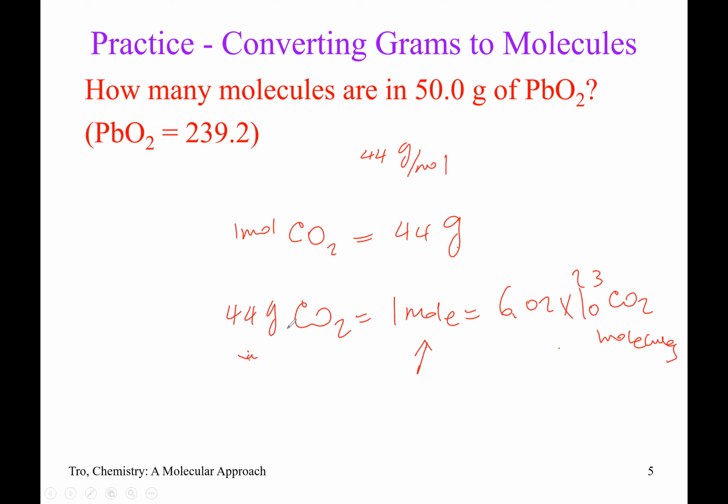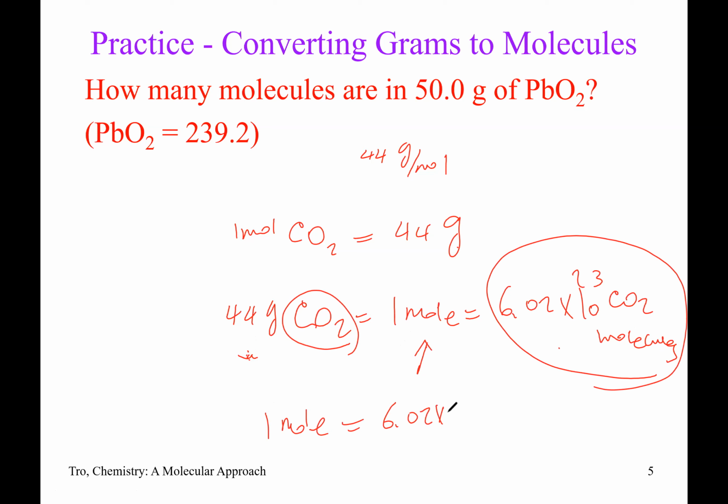So if you have 44 gram of CO2, you can calculate and find that you have Avogadro's number of molecules. Because you have to convert this to mole. When you convert, it's going to be 1 mole. And in every mole, you have 6.02 times 10 to 23 particles. If it's a CO2 molecular compound, it's going to be molecules of CO2. So 1 mole of anything is 6.02 times 10 to 23 particles.